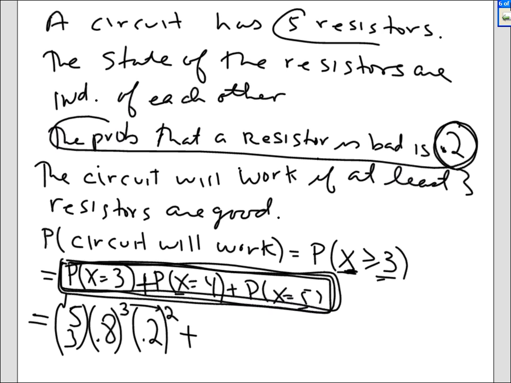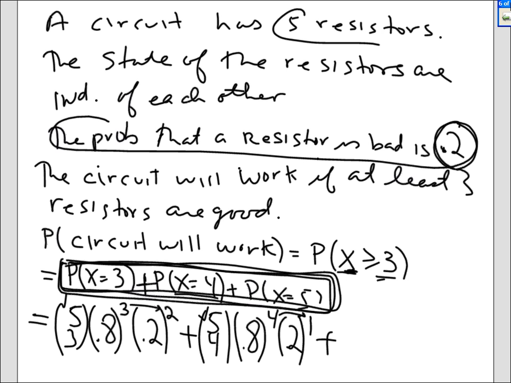Or we want 4 to be good. From the 5 resistors, we want to pick 4 to be good. 0.8 are the good ones. We want 4 of them. 0.2 are the bad ones. If 4 are good, 1 must be bad. 4 plus 1 should add up to the 5.